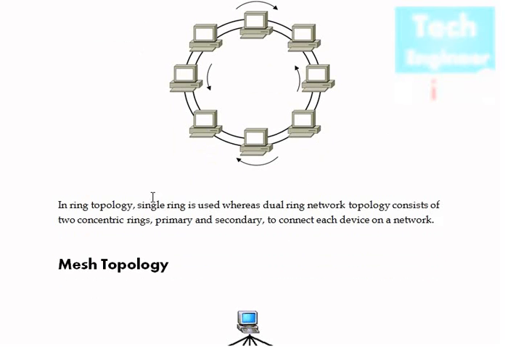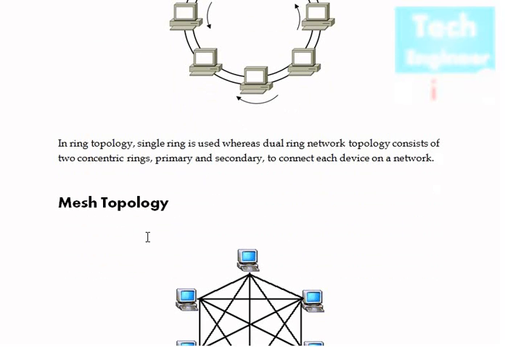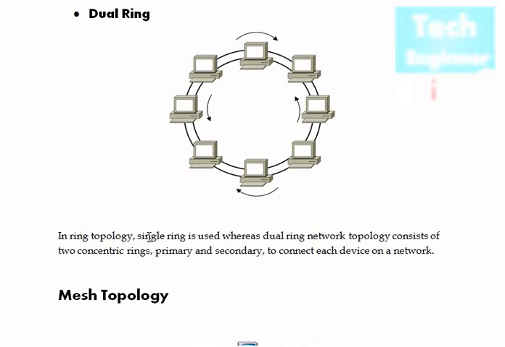So in ring topology, a single ring is used, whereas dual ring topology consists of two concentric rings, primary and secondary, to connect each other on a network. So if the primary gets faulty, the secondary will take over.